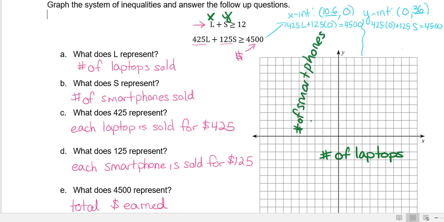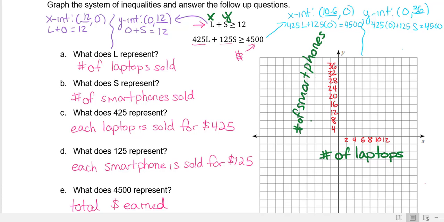If I do the same thing with my first equation, that one's a little bit easier to get. But repeating that process, plugging in my zeros, I can see that both of my intercepts in my first equation are going to be 12. Okay, so again, my biggest value that I need to graph is going to be that 36 on my y-axis. So I'm going to decide to scale my y-axis by 4s, and I scaled my x-axis by 2s.